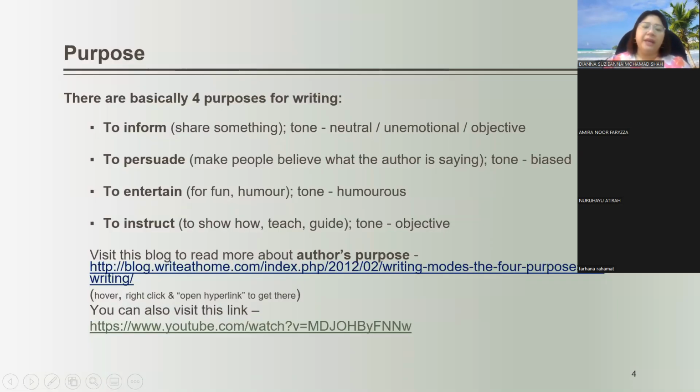Okay, sorry. All right. And then we're moving to the second purpose, which is to persuade. Make people believe what the author is saying. And the tone is going to be biased. Why is it biased? Because I am trying to persuade you to believe in my stance, or pendirian. For example, I would say that e-book is better than printed book.